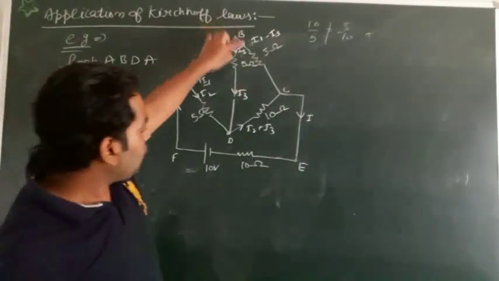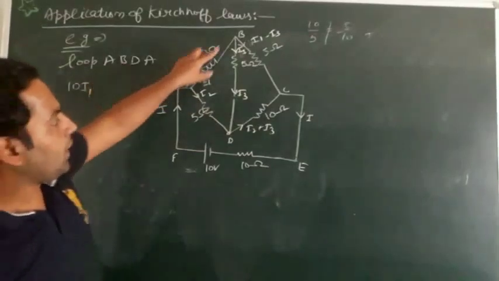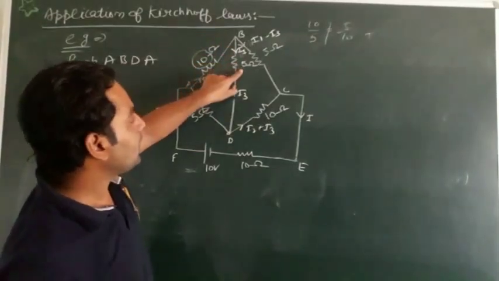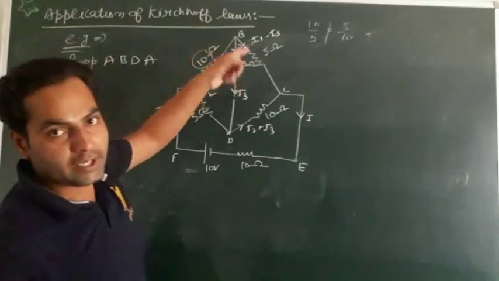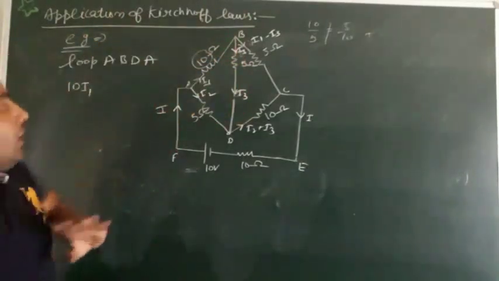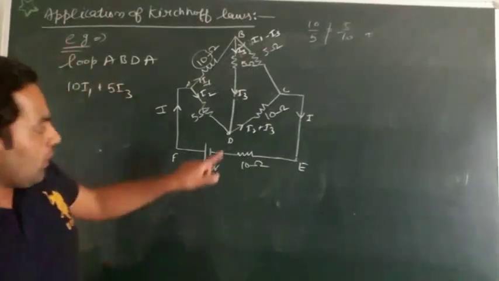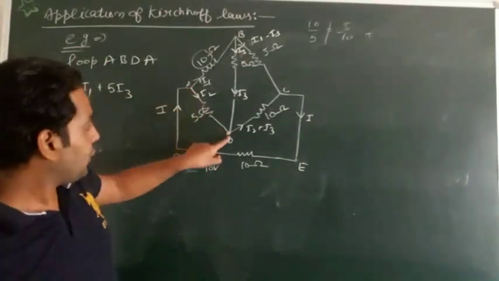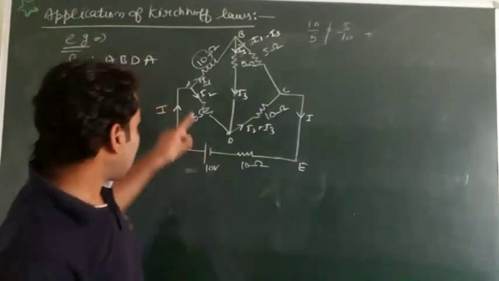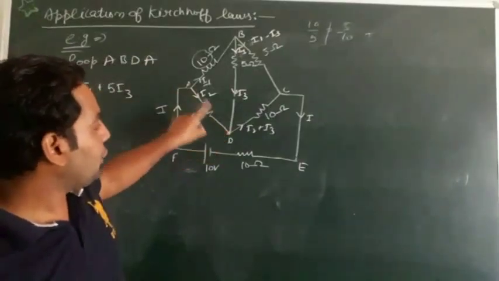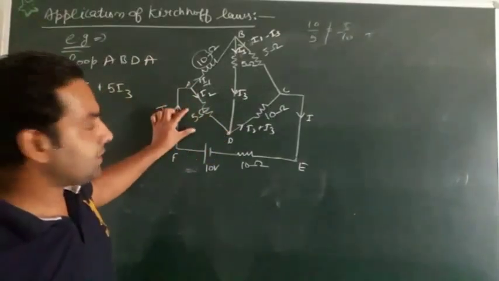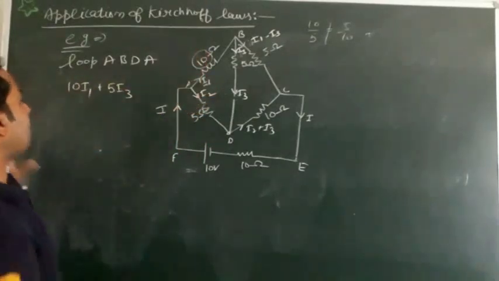Now when we move from B to D, again our loop moves from B to D. The resistance is 5 ohm and the current is I3, so the product is taken as positive: plus 5I3. Now we move from D to A. The current is coming from A to D and we are moving from D to A, so the product of this resistance and I2 is taken as negative: minus 5I2.